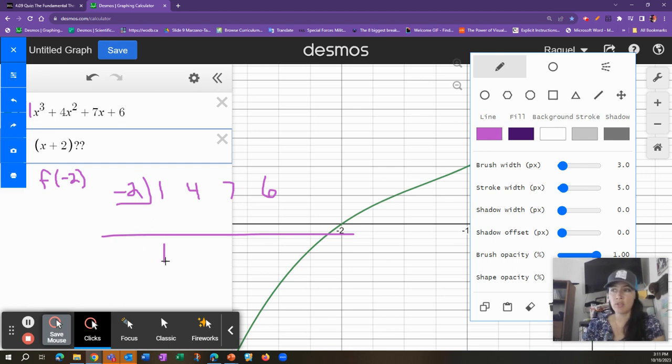Let's follow the steps. Multiply. Negative 2 times 1. Write it under the next number. That's negative 2. Add. 4 minus 2 or 4 plus negative 2 is positive 2. Start over. Multiply. Negative 2 times 2, negative 4. Add. 7 plus negative 4 or 7 minus 4, they're the same, is positive 3. Multiply. Negative 2 times 3 is negative 6. Add. 6 plus negative 6 or 6 minus 6 is 0.